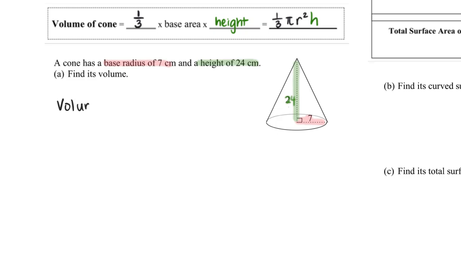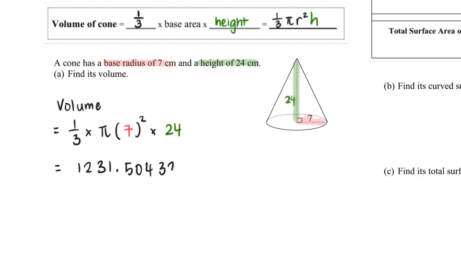And so the volume is simply 1/3 times the base area, in this case pi r square, and the r is 7 square, and the height 24. Okay, this will give me a value of 1231.50432. Final answer to be given in 3 significant figures. So that is for part A.